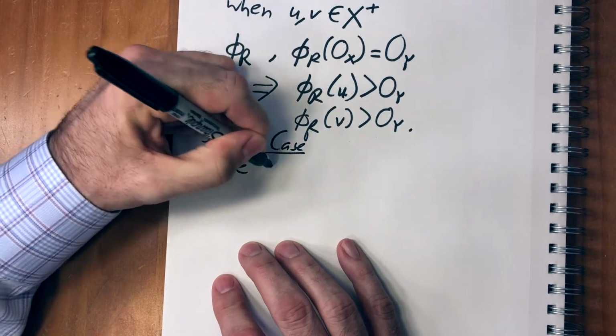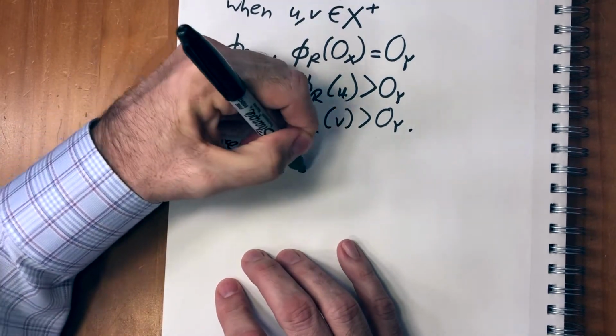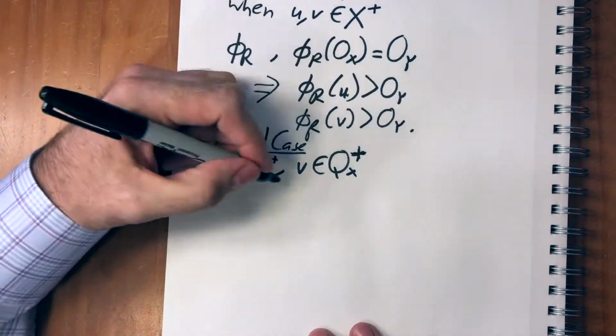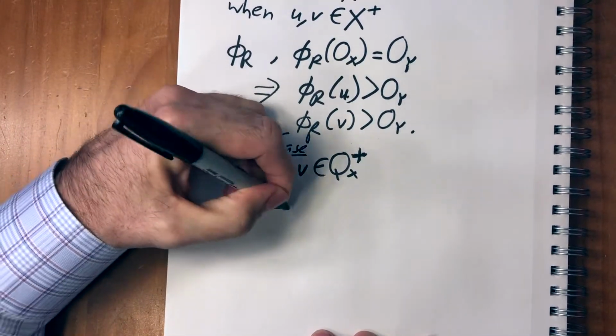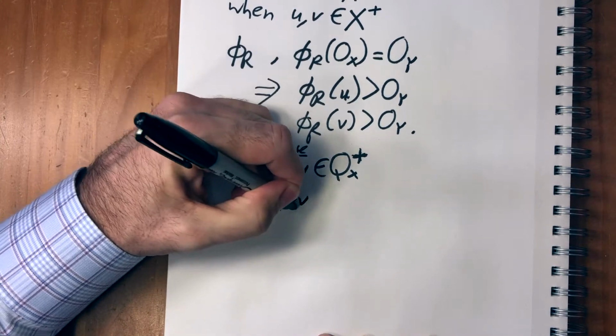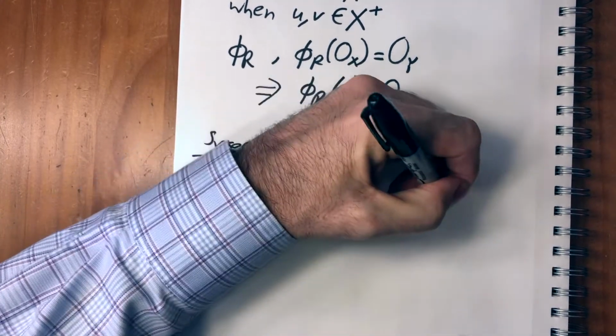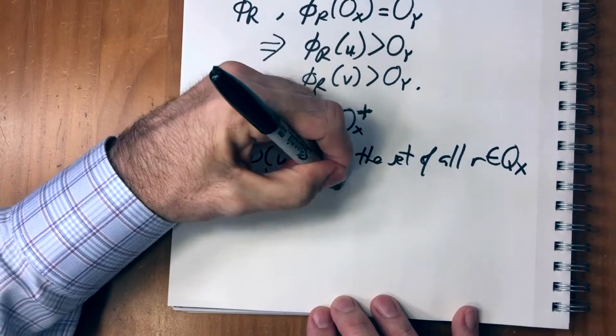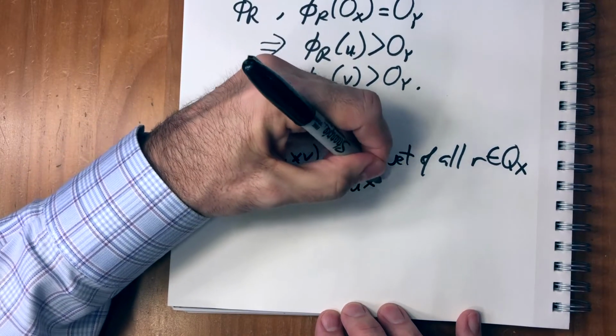Anyway, okay, so special case. u is an element of x plus, v is an element of the positive rationals. So the set d of u times v is the set of all r, elements of q, where r is less than u times v.